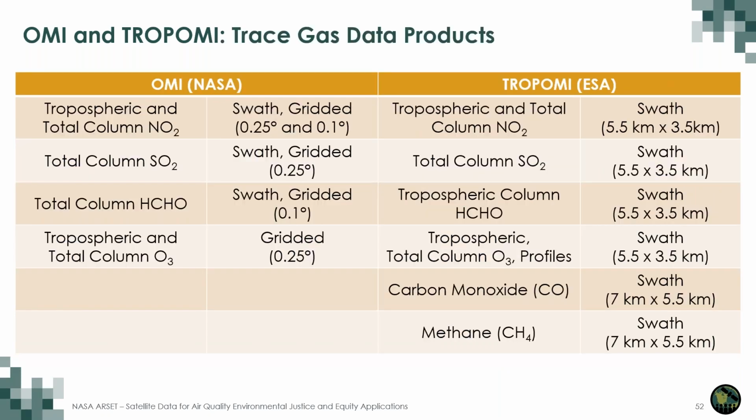OMI and TROPOMI both provide several trace gas data products relevant for air quality. Both provide tropospheric and total column nitrogen dioxide products, as well as total column SO2 and column formaldehyde products. Both instruments also provide ozone data products, although there are some limitations related to these for air quality applications, which I'll talk about on the next slide. Finally, the wider spectral range of TROPOMI allows it to also provide carbon dioxide and methane data products.